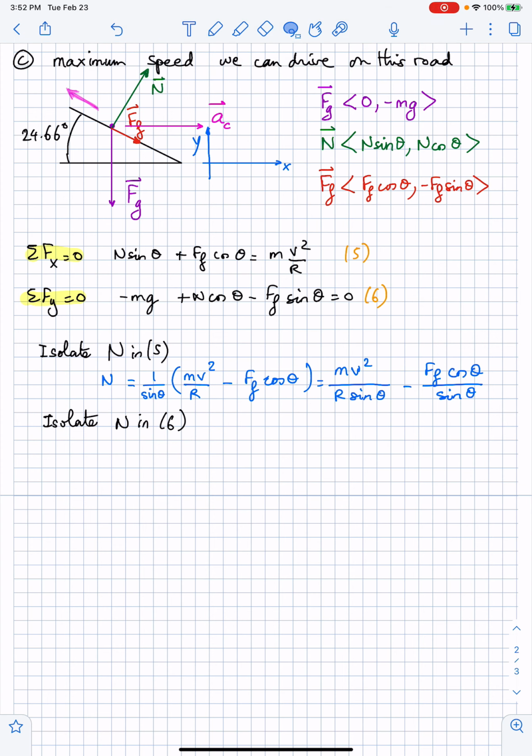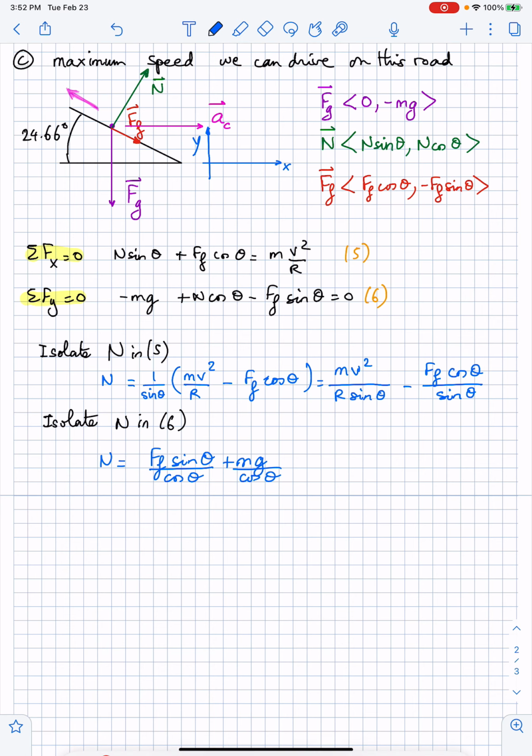All right. So in the second equation, we are going to have n equal. When I put the other two on the other side, that's going to give me the force of friction times sine theta plus mg. And I'm going to have to divide all of this by cosine theta. So I'm going to have cosine theta here and cosine theta here. All right. So those two are equal.